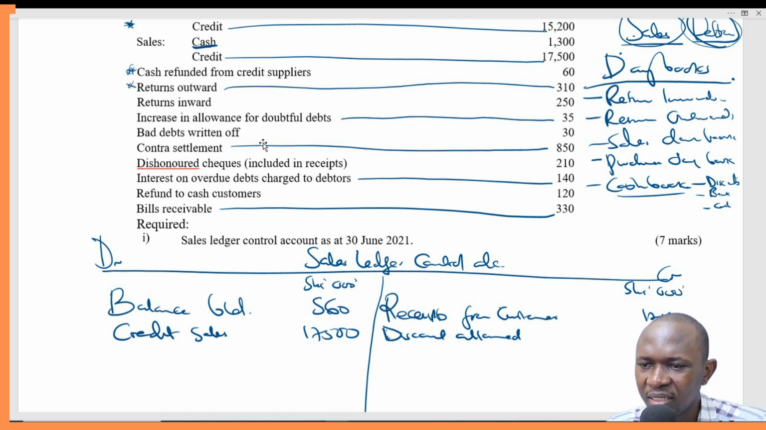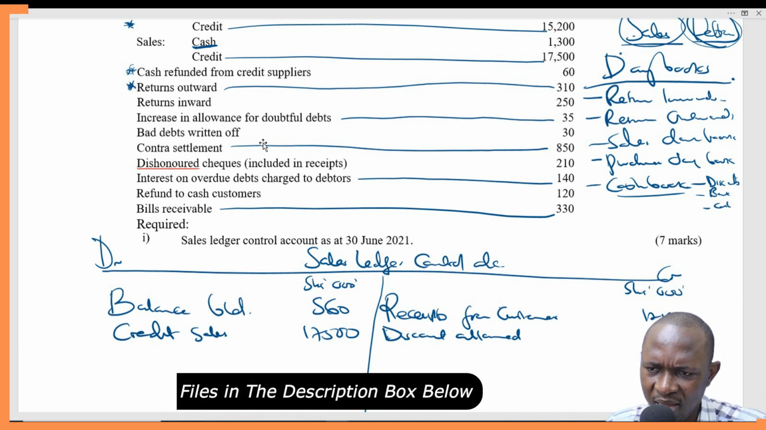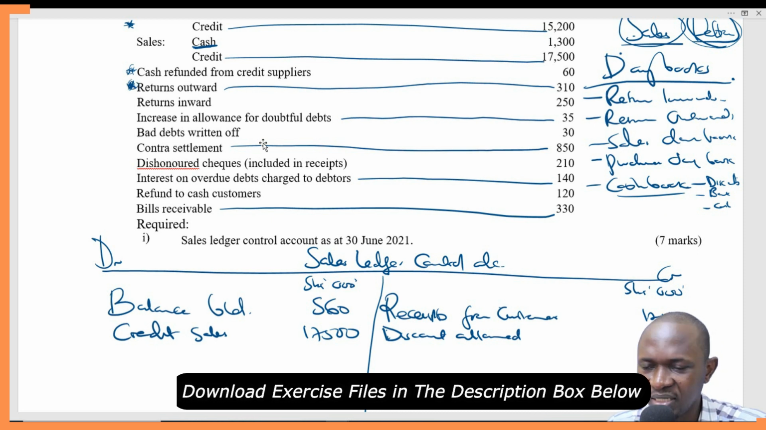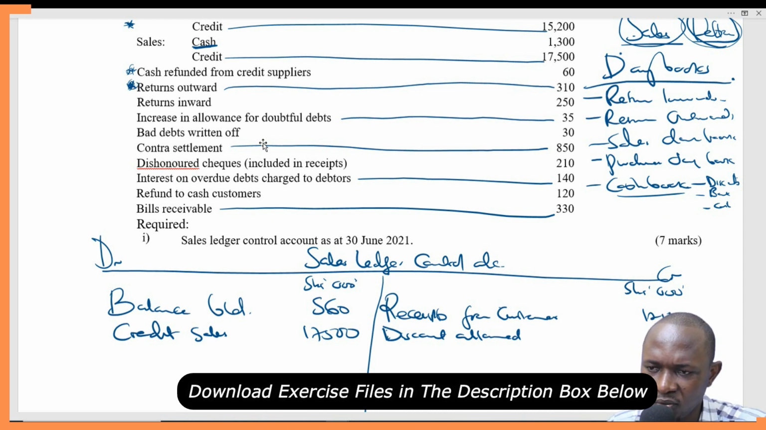Return outward. It is us who return the goods to who? We return the goods to the suppliers. The books you are maintaining are for the business. So return outward, it is us who are returning the goods outward. So this one also affects the suppliers or the purchases ledger. We are not going to deal with it here. We are only interested in the sales.